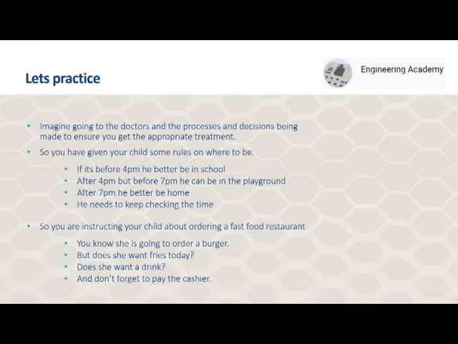Another one is you're trying to create a flowchart for going to a fast food restaurant. You know that your daughter's going to order a burger. That's a done deal. But is she going to have fries today? Is she going to have a drink today? And don't forget to pay the cashier at the end. So a nice, easy flowchart for that. For all of these flowcharts, there might be different variants. I've done them one way. You might have done them slightly differently. So don't worry about that.